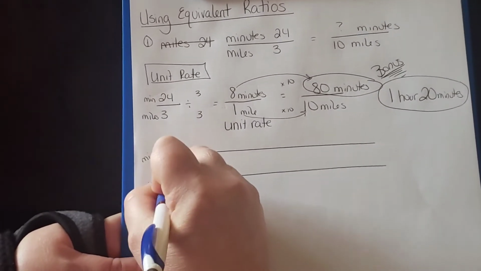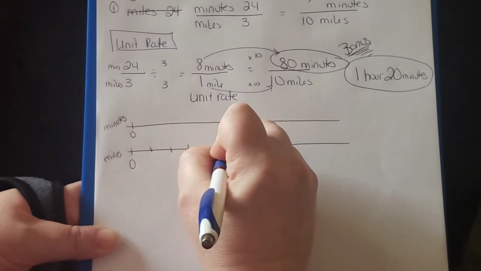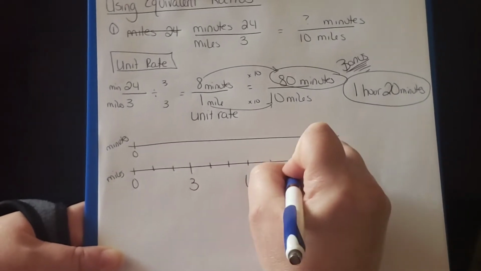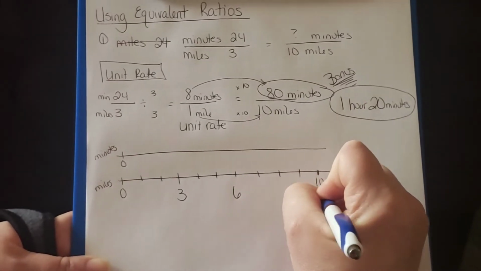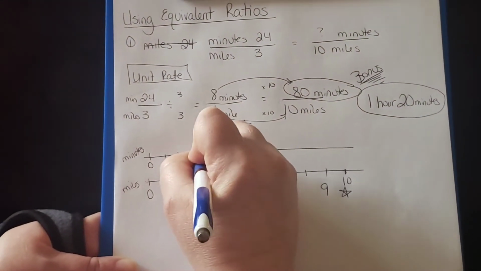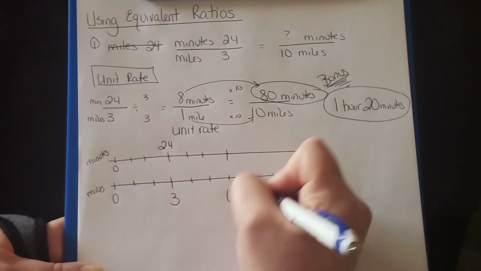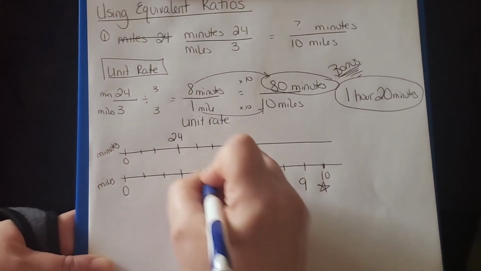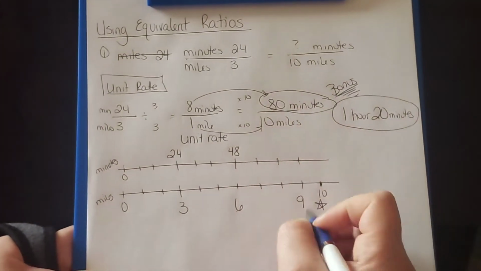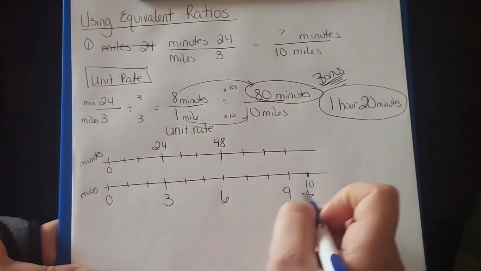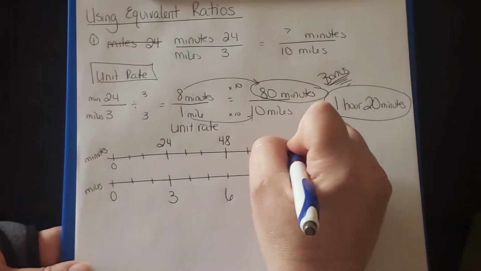If you wanted to do the double number line, you want to keep your minutes on top and your miles on the bottom. So 3, 6, 9, and you want to get to 10. At 3 miles, it takes her 24 minutes. If I were to double that, double to 6, would be 48 minutes. Tripling to 9 would be 72.